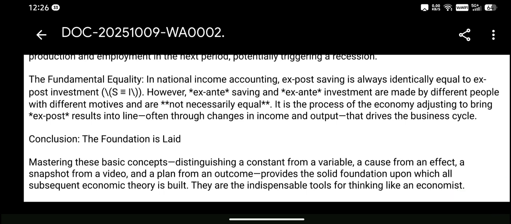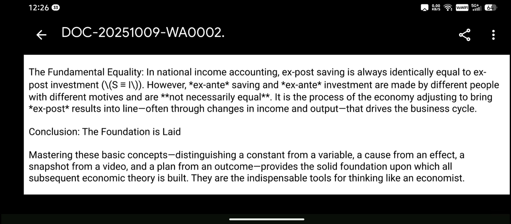The fundamental equality in national income accounting: ex post saving is always identically equal to ex post investment. However, ex ante saving and ex ante investment are made by different people with different motives and are not necessarily equal. It is the process of the economy adjusting to bring ex post results into line, often through changes in income and output, that drives the business cycle.